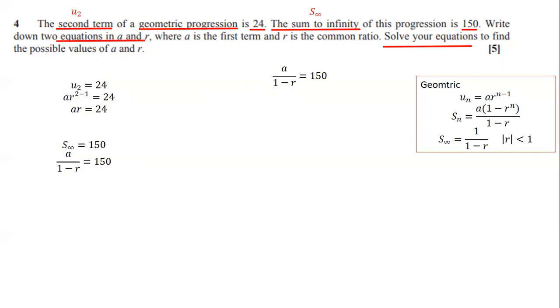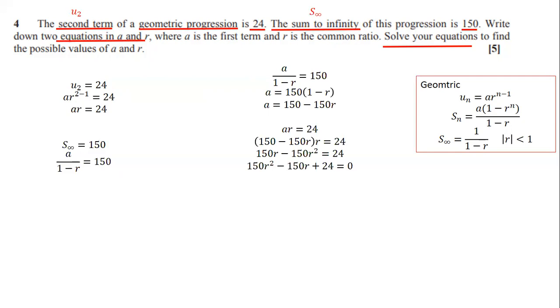So a over 1 minus r equals 150. So I can times both sides by 1 minus r to get a equals 150 lots of 1 minus r. And just to help you, I would expand that. So a equals 150, take away 150r. If you're confident with algebra, you don't have to expand it, but otherwise it might be useful to expand it. Okay, now I've got a equals, I can sub it into the other equation. So ar equals 24. Sub in what a is. Now expand that bracket. Now it's just a quadratic.